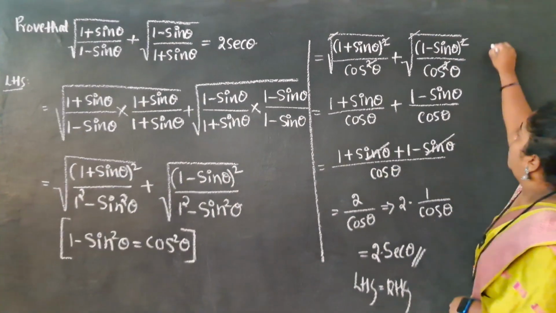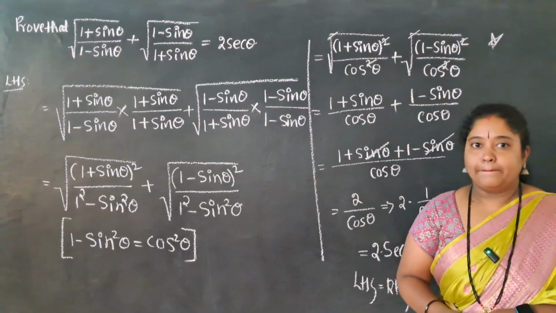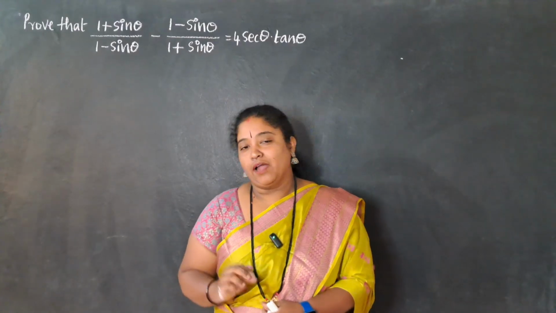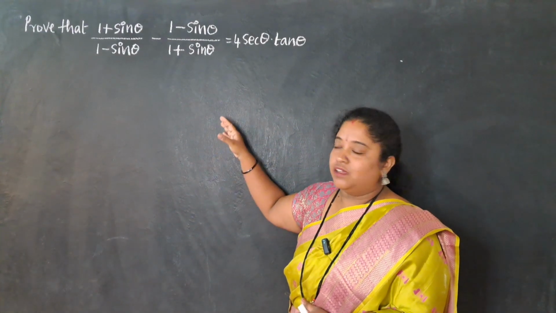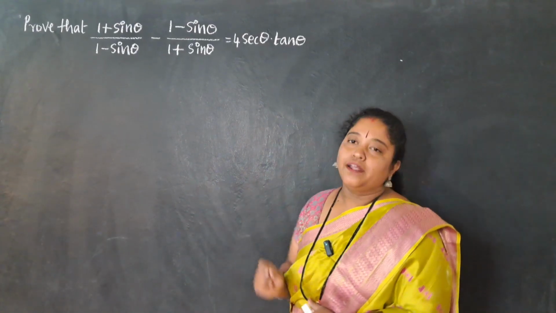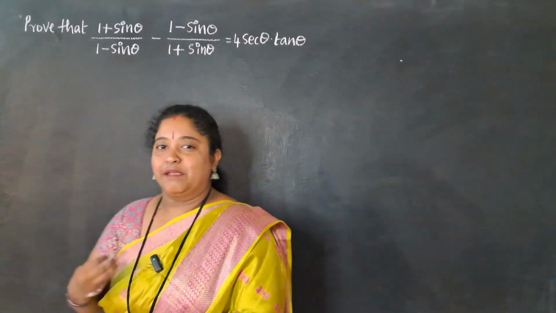I say this is one of the important questions. The next question is a very important question, a board asked question, dear. This is a 4-mark question, not a simple one. You have to expand this and simplify it to reach the RHS part. Okay, so you will understand. We'll do it step by step.